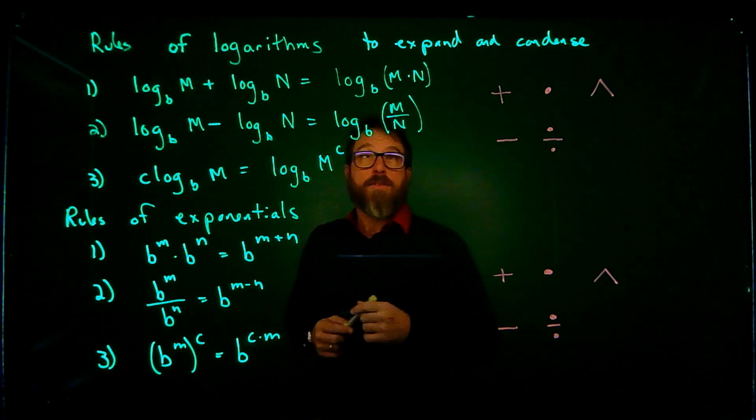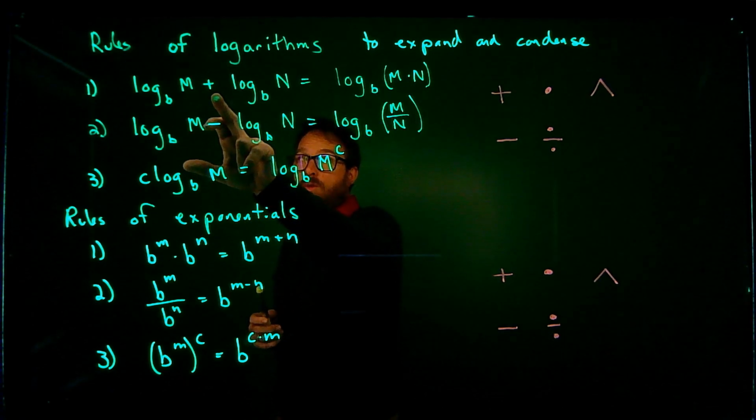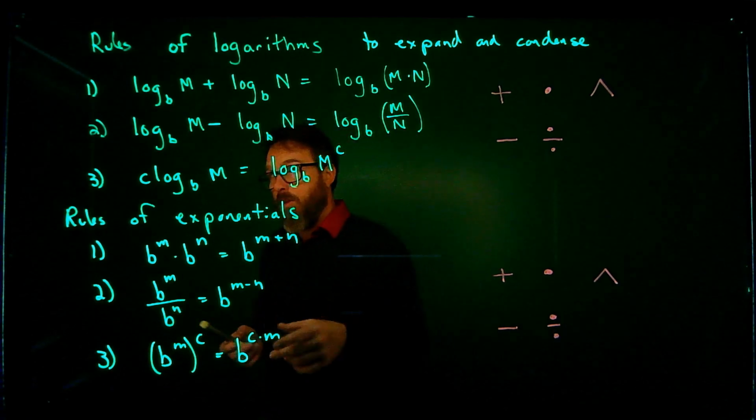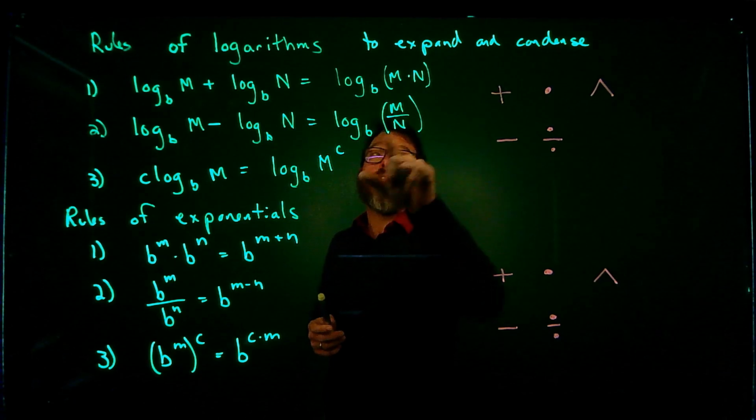Rule number 1 says the log base b of m plus the log base b of n is equal to log base b of m times n. So what this says is that the addition of the two logarithms becomes the single logarithm of the product of the arguments. Now similarly, for subtraction, the subtraction of the logarithms becomes the single logarithm of the division of the arguments.